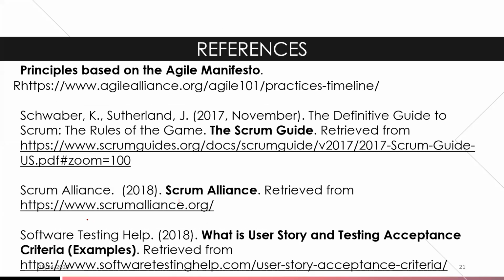Here are some references that you may want to review. The principles based on the Agile Manifesto, and of course the link information. And then there's the Scrum Guide. Keith Sutherland is a popular name in the Agile Scrum world. He's the one who came up with the Agile Manifesto and started Scrum back in, was it 2001 or so. So yes, it's a definitive guide, the rules of the game, the Scrum Guide.